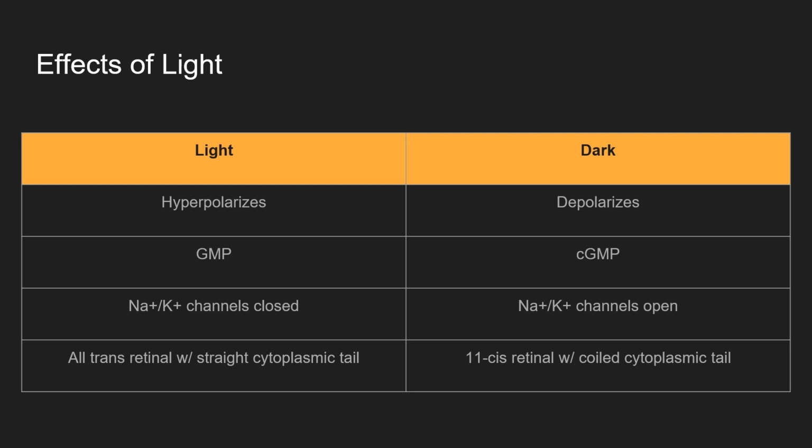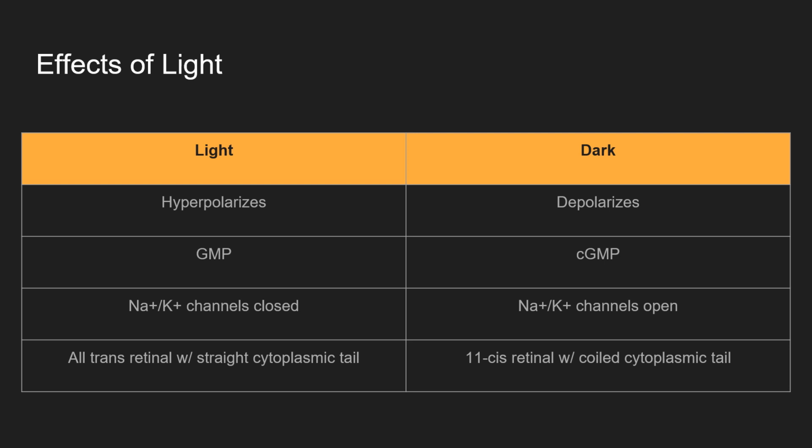So starting with our light, whenever there's light, you're going to have a hyperpolarization in that membrane potential. You're also, instead of that cyclic GMP, you're just going to have GMP. So that means your sodium and your potassium channels are going to be closed. And then it goes from cis and coiled to an all-trans retinol with a straight cytoplasmic tail. And we'll talk more about this in the future slides, but I just want to get the basic concepts down.